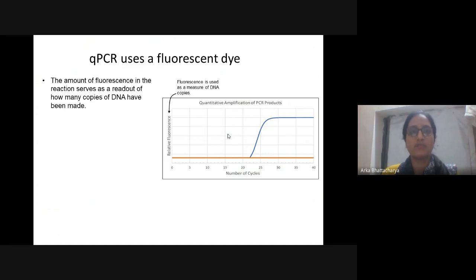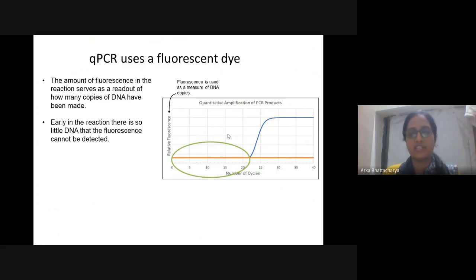So the amount of fluorescence in this reaction will serve as a readout of how many copies of DNA have been made. As you can see in the graph, we actually calculate with the help of relative fluorescence and number of cycles. How it will be detected, I'll be explaining again in further slides.